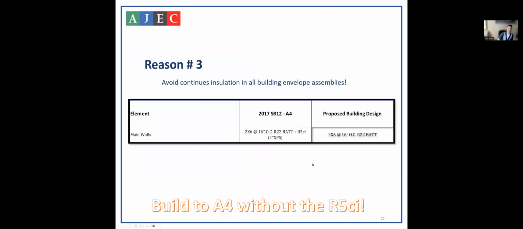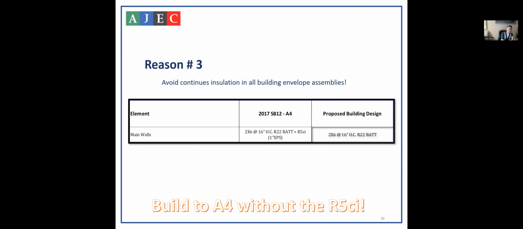Okay, let's move on to reason number 3. Reason number 3 is avoid continuous insulation in all building assemblies. Remember, A1 is the only package for the above grade wall where there's no continuous insulation. Some people cannot build to A1 because they're using a different package, but if they are not using A1, they have to install continuous insulation. Or when you do an addition, you have to use continuous insulation.